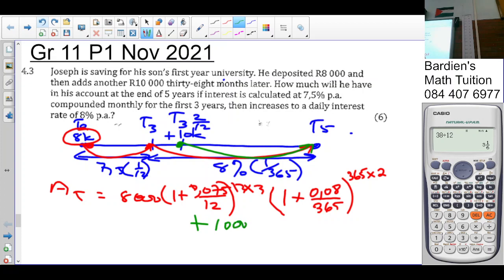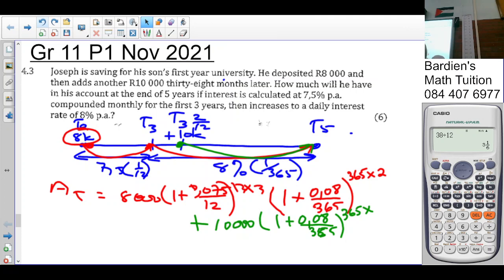So it's 10,000 into 1 plus 0.08 over 365 to the exponent 365 times. And how many years is it from 3 and 2 over 12 to 5 years? You can just say 5 minus that, which gives me an answer of 1 and 10 over 12. In terms of years, I can just write there 1 and 10 over 12.